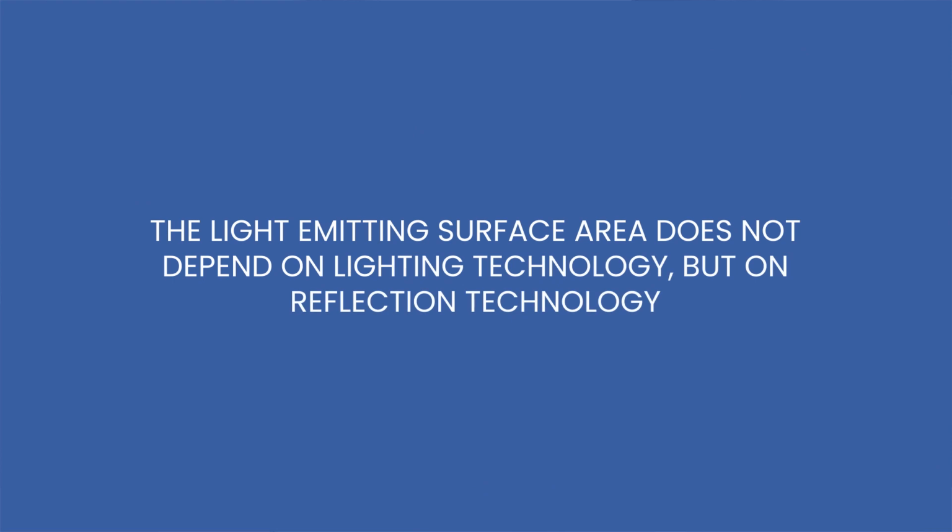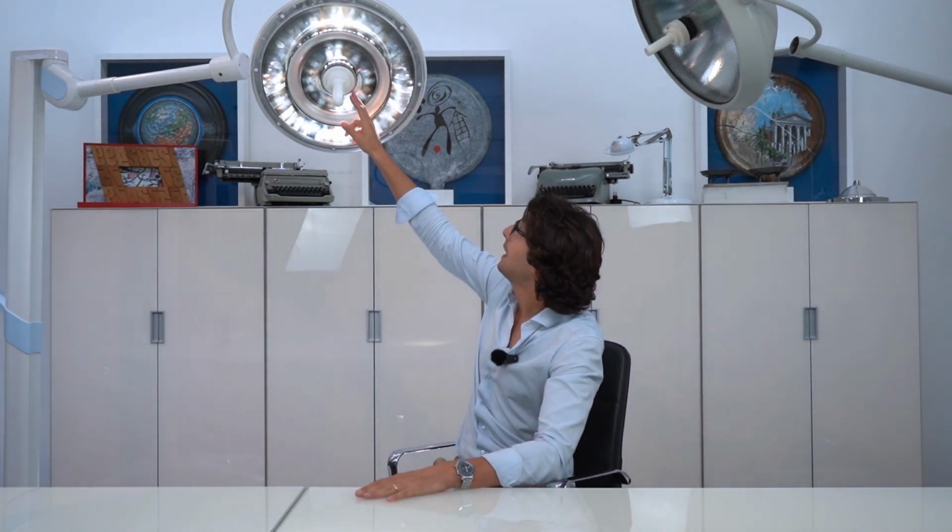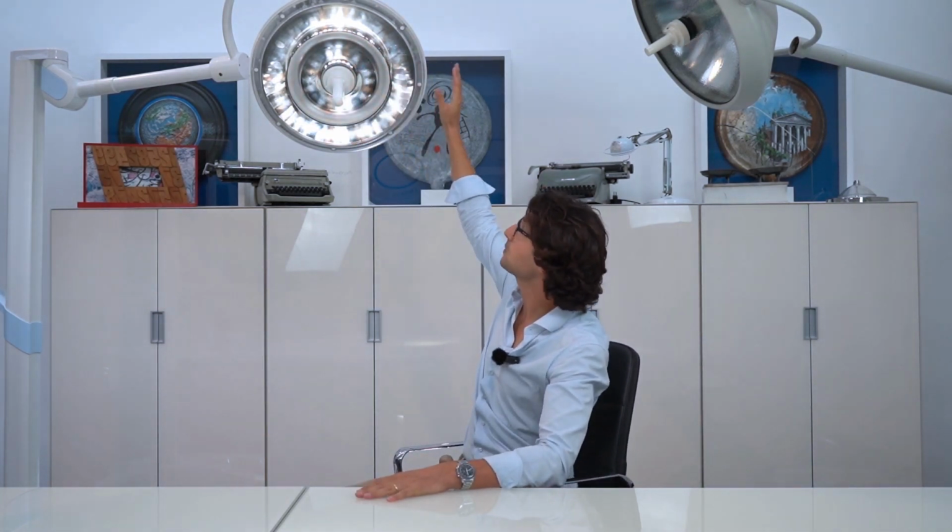As we saw in the video on reflection technologies, the light-emitting surface area does not depend on the lighting technology as much as on the reflection technology. Indeed, it is possible to achieve a perfect coincidence between the reflector surface area and the light-emitting surface area, even with LED technology lamps. However, we need to consider a different reflection technology. In the case of UNICA, by using indirect double reflection technology, we can achieve a perfect coincidence between the light-emitting surface area and the size of the reflector.